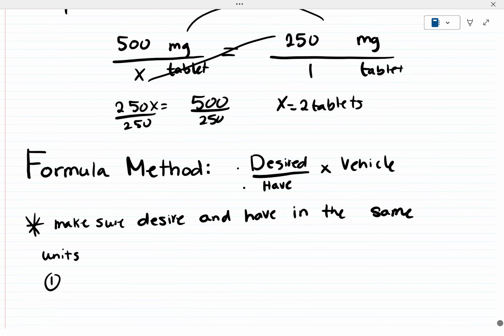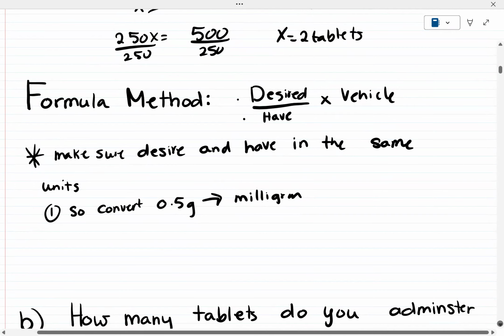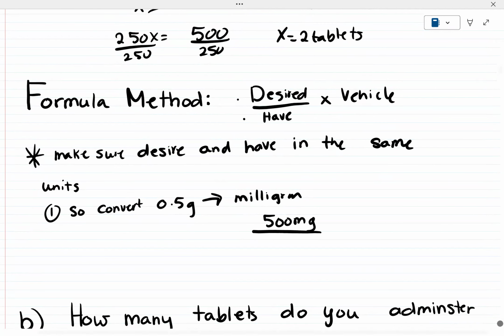Okay, so first, you have to convert 0.5 grams to milligrams. We have done that in part in the ratio and proportion. That was 500 milligrams. So our desired is 500 milligrams, and then our have was 250 milligrams.